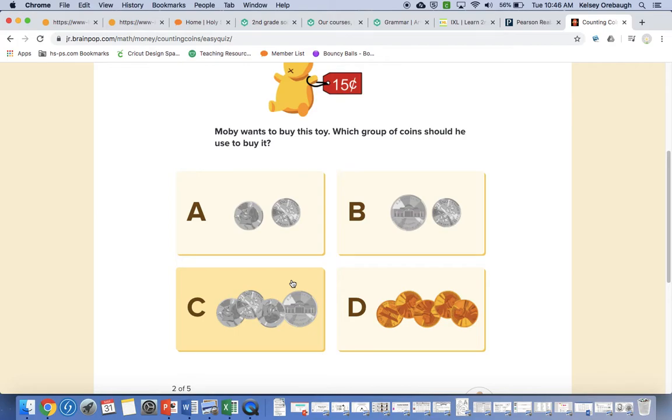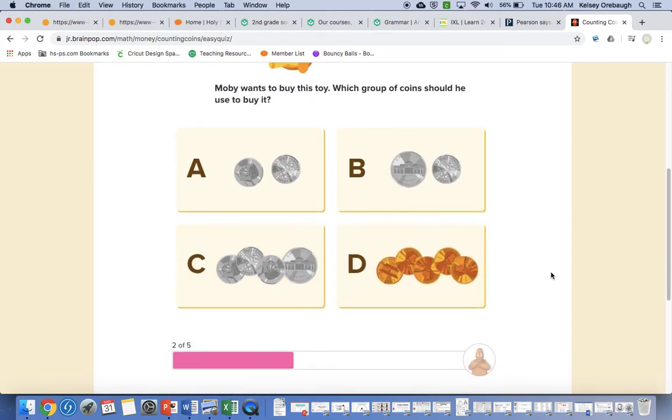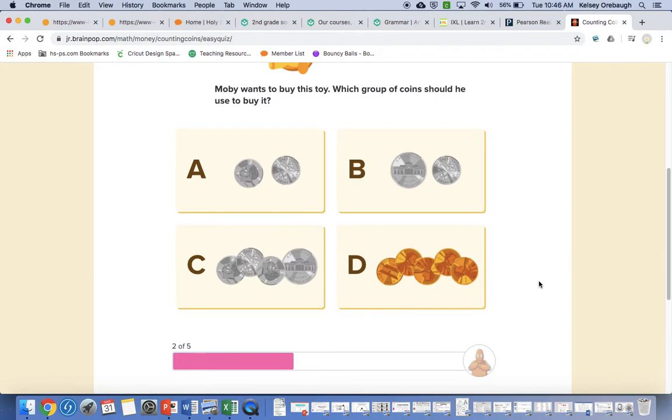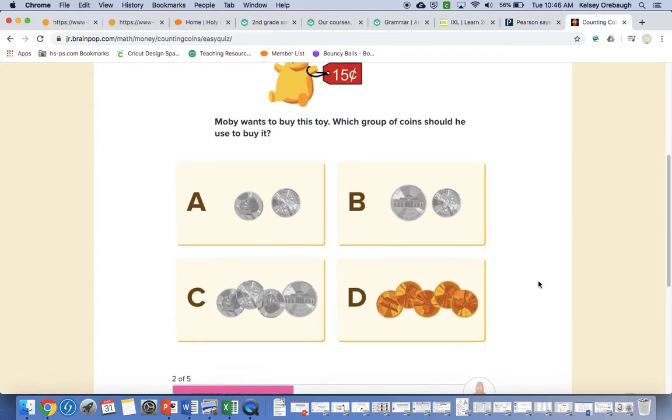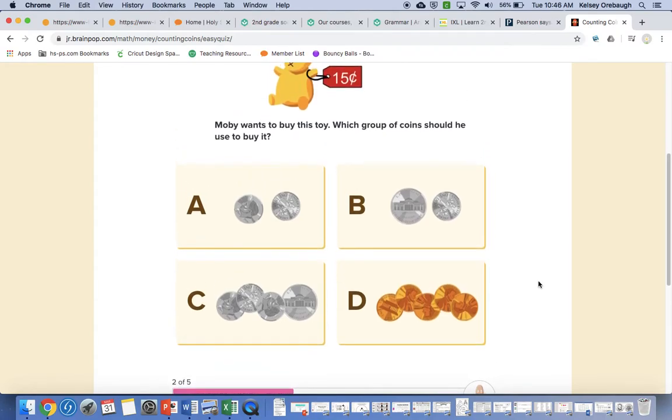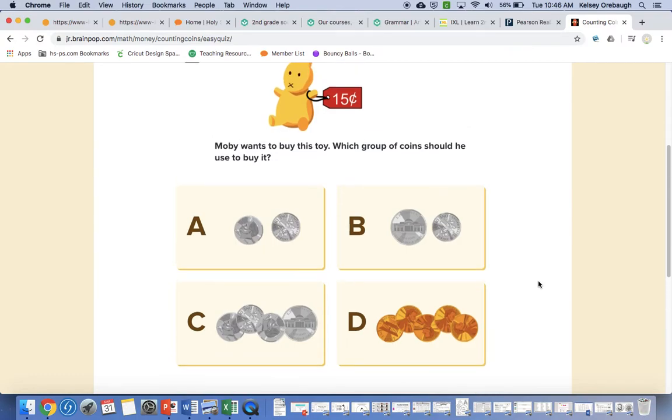And finally, D. D shows 5 of the same coin as well. These are pennies. How much is 1 penny worth? 1 cent. 5 pennies is worth 5 cents. 5 cents is not enough money to buy the toy. So we're going to select B as our answer. 1 nickel plus 1 dime is 15 cents.